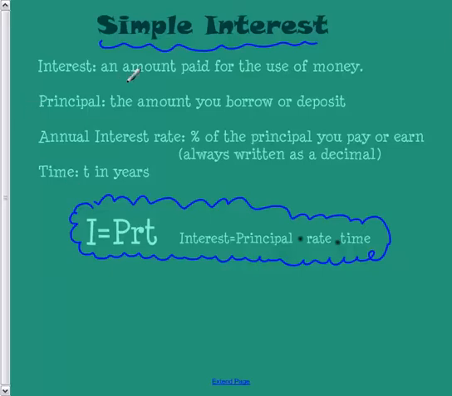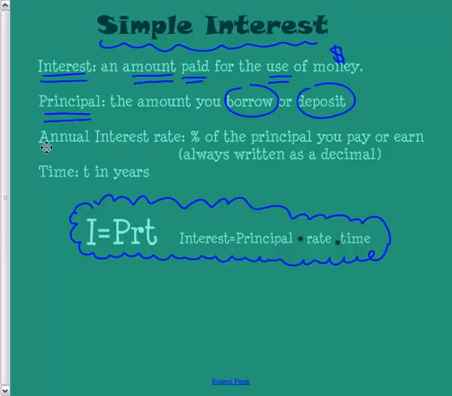Okay, so what is interest? It's an amount paid for the use of money. So you would put amount paid for use of money. Okay, principal. What is principal? It's the amount you borrow or you deposit.